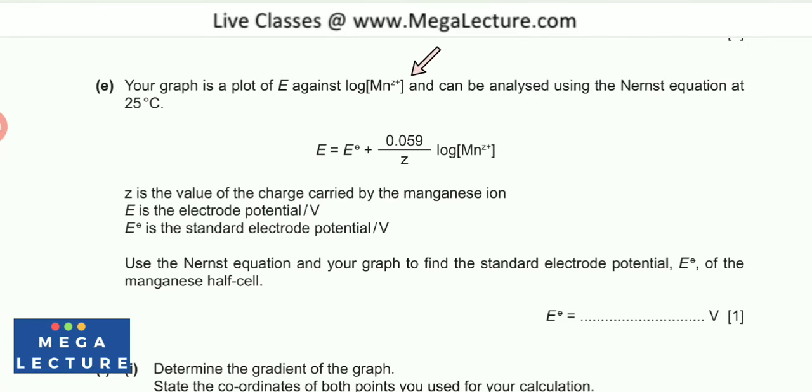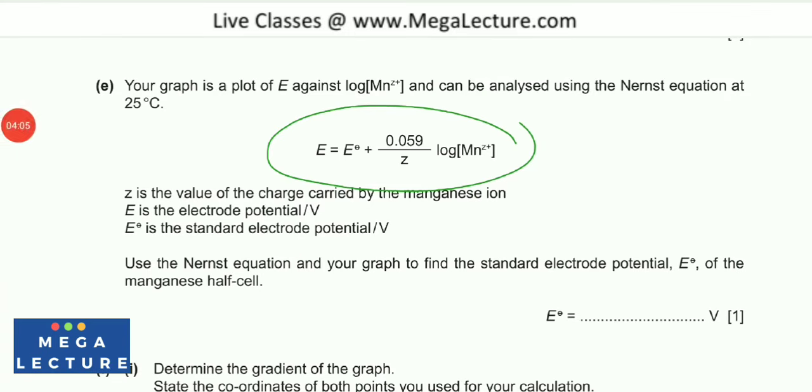Let's move to the next part of the question, which reads that your graph is a plot of E against log of Mn2+ concentration and can be analyzed using the Nernst equation at 25 degrees centigrade. So you're provided with the Nernst equation and the entire formula where everything is described. Z is the value of the charge carried by the manganese ion, so that's the number of electrons. E is the electrode potential, the non-standard electrode potential. E naught is the standard electrode potential.